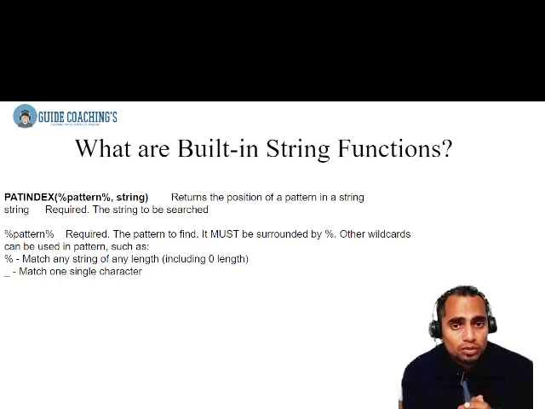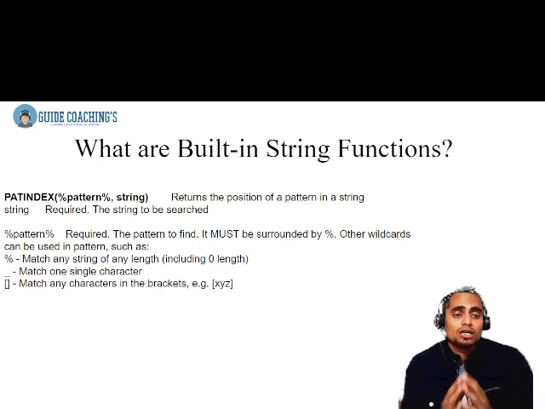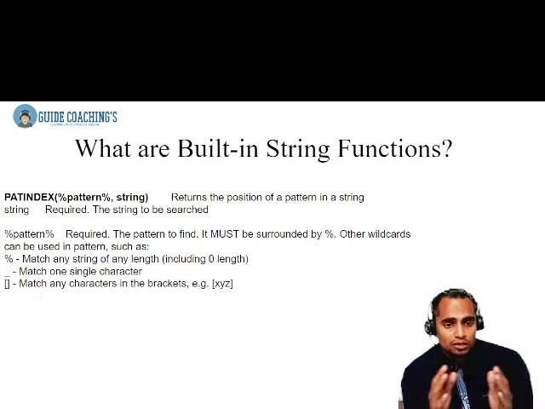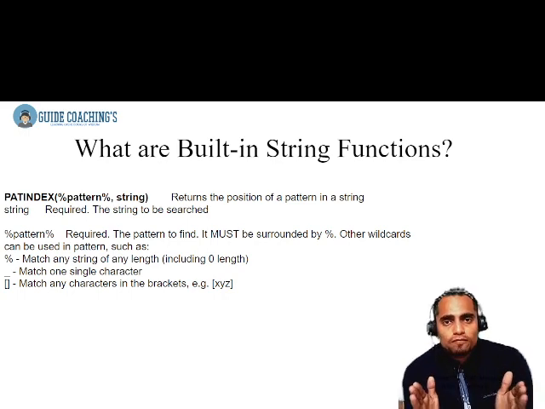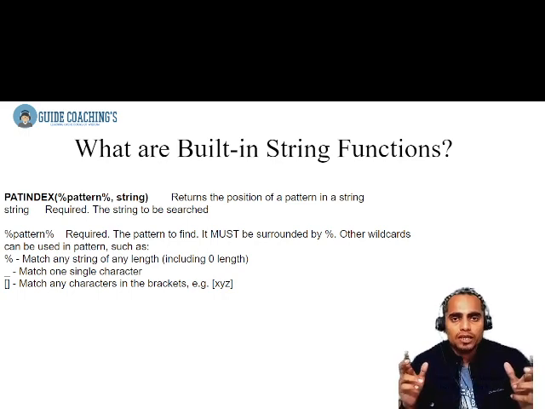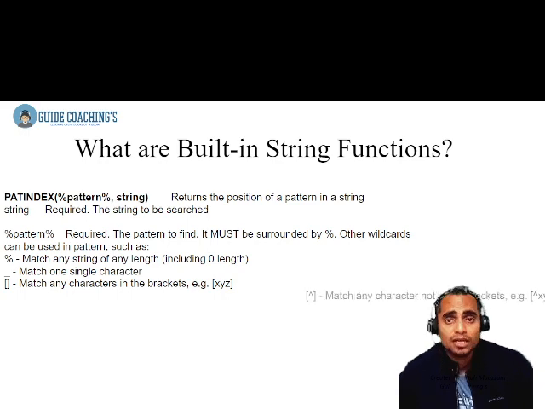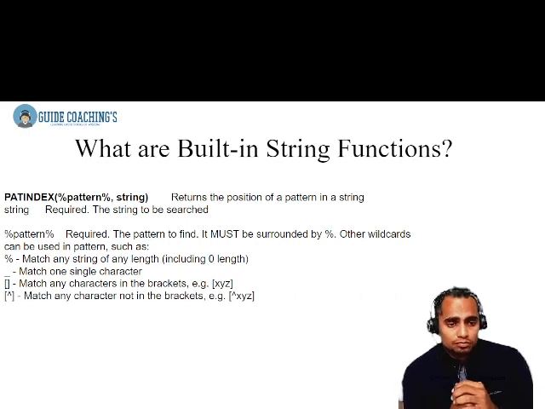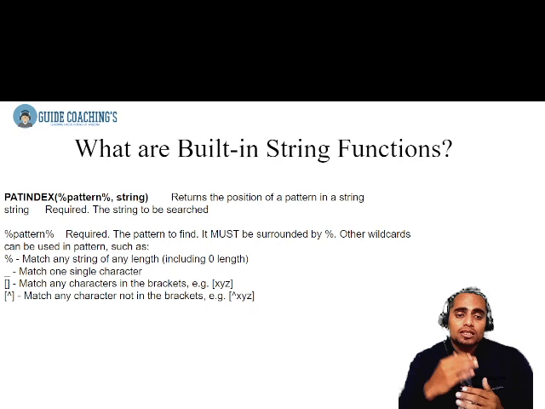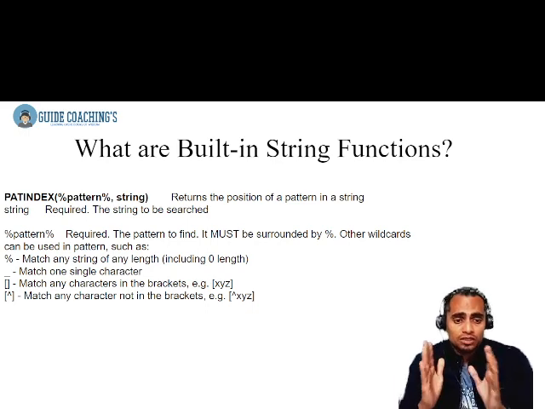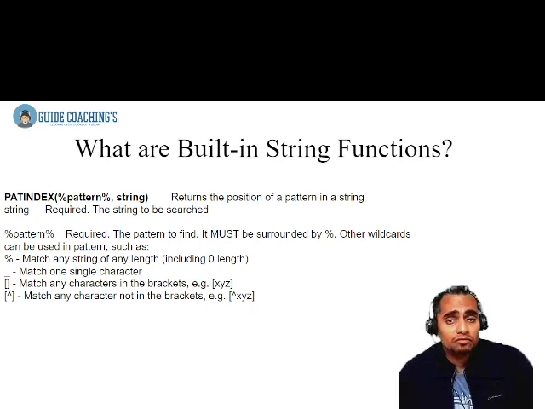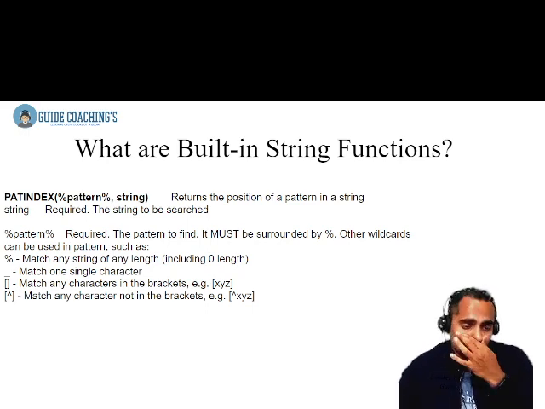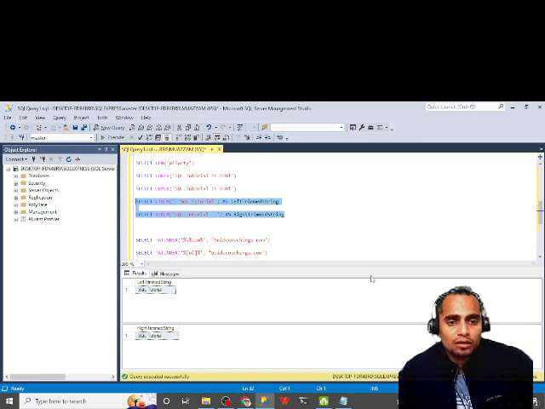If we want to search for any particular one character, at that time we will use underscore. If we want to search for any particular block of characters, at that time we will write square brackets. And if we want to match any other character apart from this bracket, we'll write these in square brackets with the caret sign. Okay, so now we will see the example first.